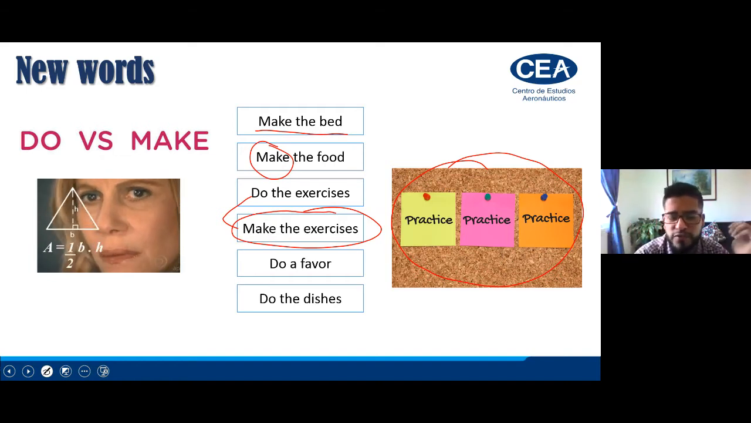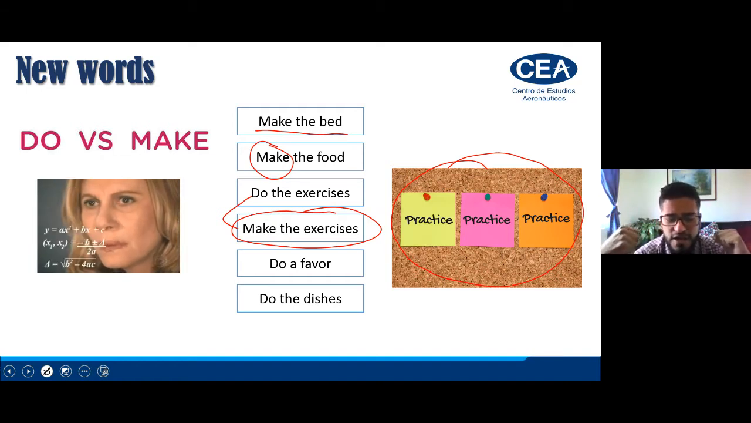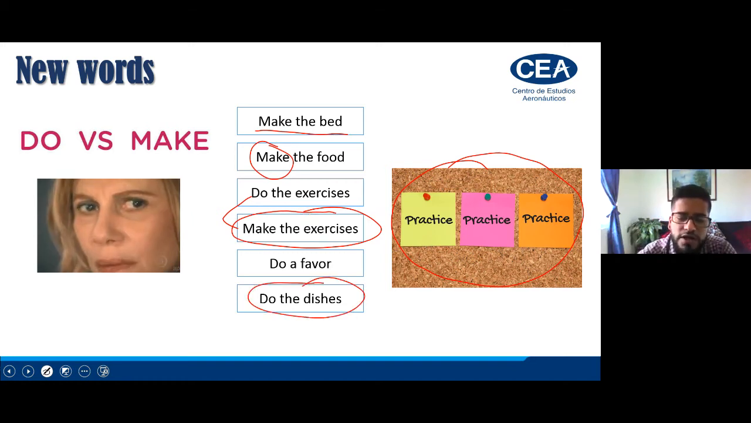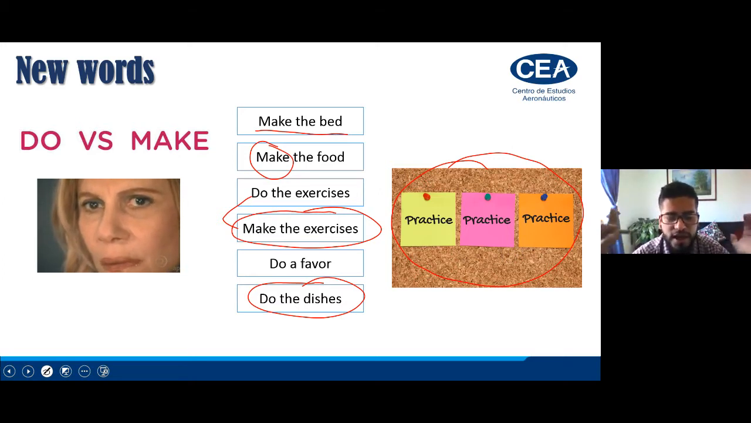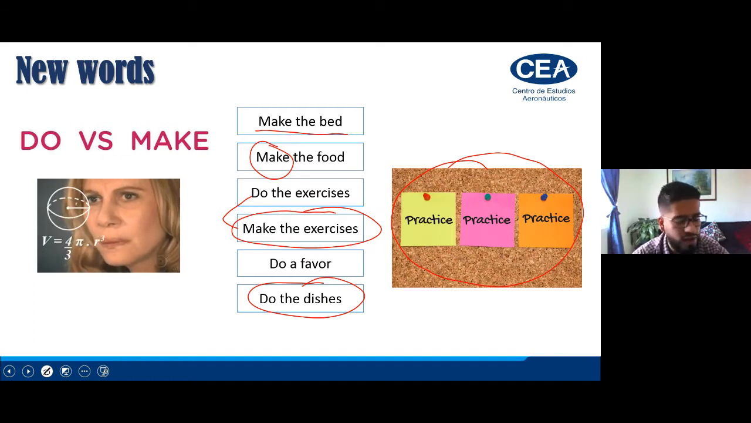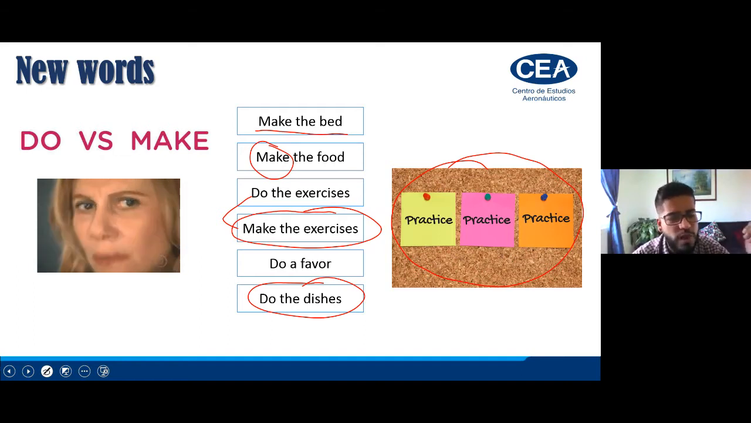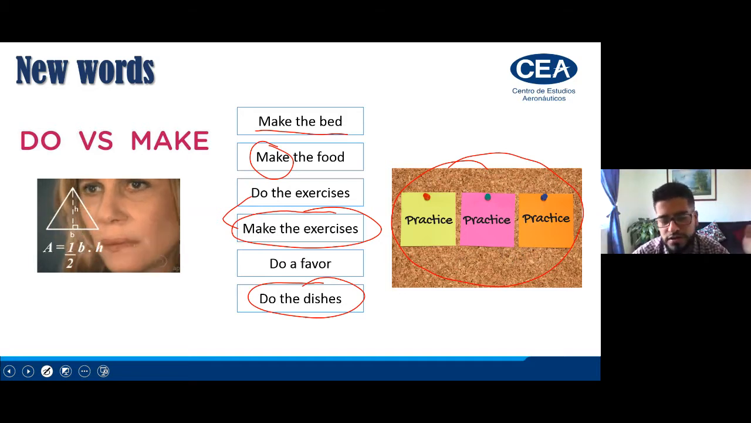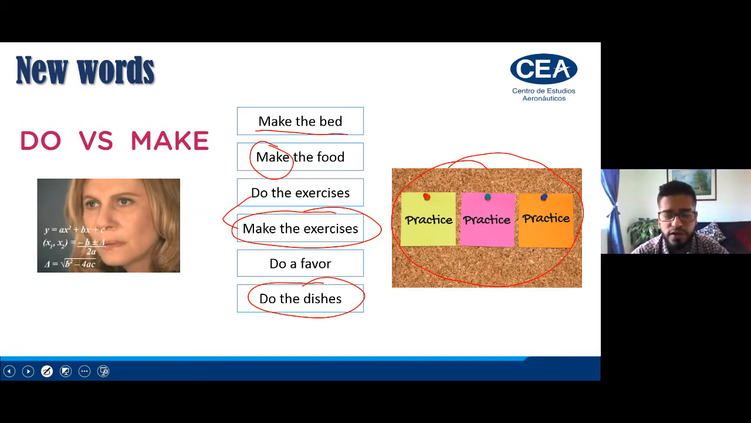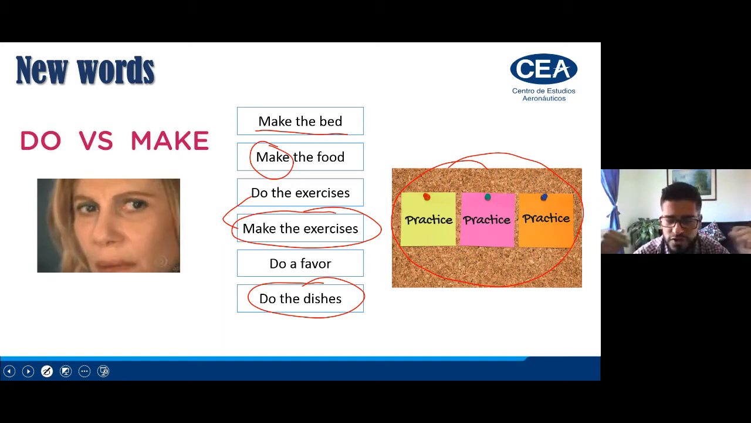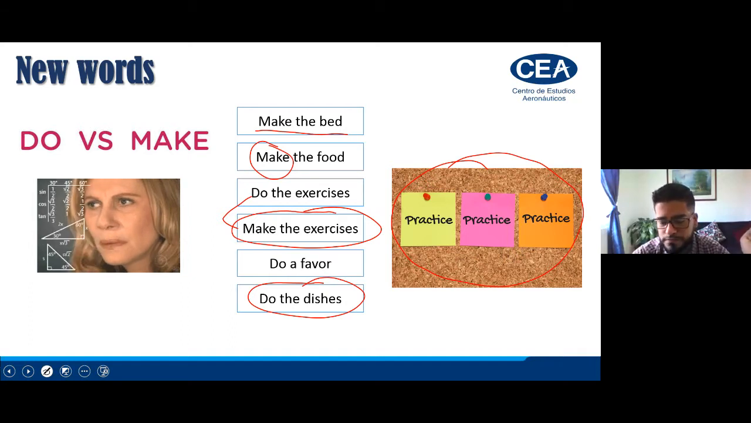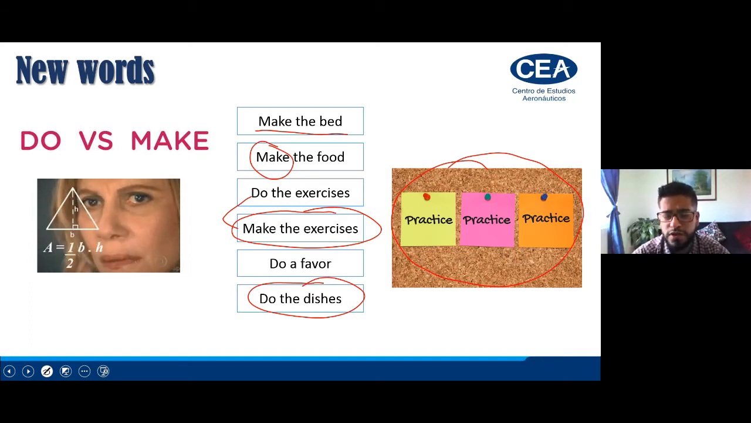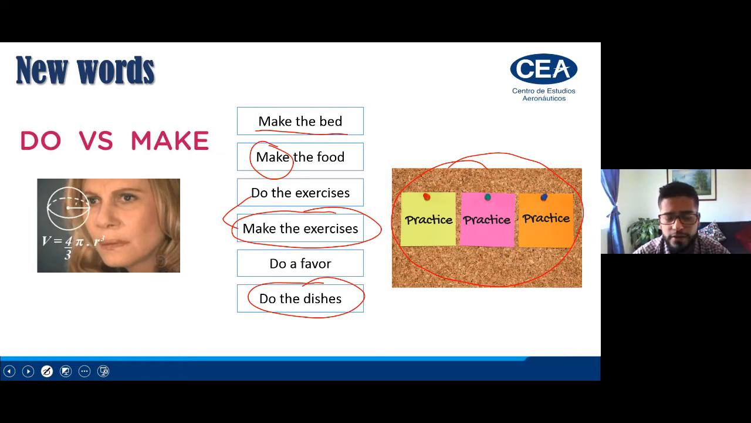Now, for example, we have do a favor and do the dishes. If you make the relation with do the dishes, you can translate the verb do, as always, as hacer. In this context, we can translate these verbs from English to Spanish. As always, we know that is hacer or construir. But sometimes it's impossible to translate every word as always. So in this context, we can translate do the dishes as lavar los platos.